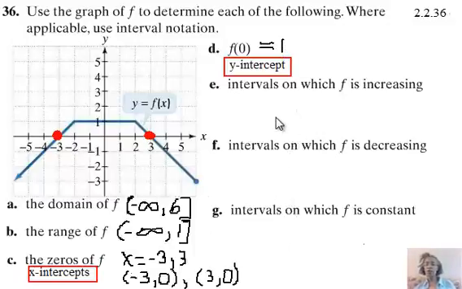Now we want the intervals on which the function is increasing. So remember, to increase means if you're in an interval of increase, if you're at a point on the graph and you move directly to the right, you're going to have to go up to return to the graph. Another way to think of it is the graph will be rising or be uphill in an interval of increase.